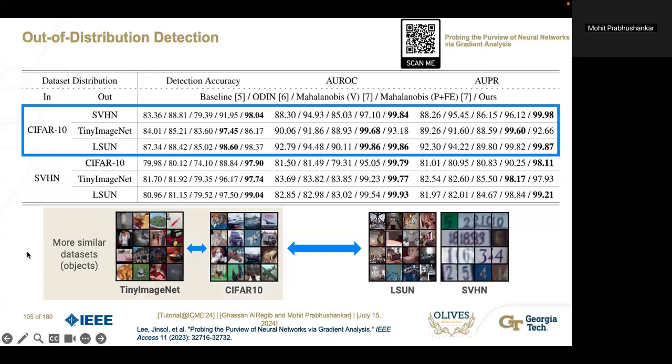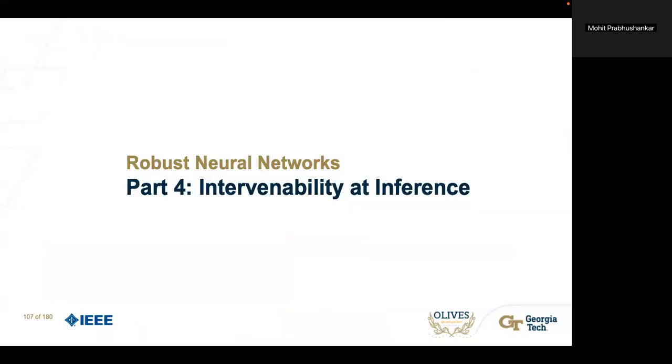So this is essentially, so more similar dataset objects within Tiny ImageNet and Cypher-10, both of them will have a better correspondence between in distribution and out of distribution compared to something like LSAN and SVHN images. So that brings us to the end of uncertainty, which was part 3. And now we come more towards the next part, which is the intervenability.